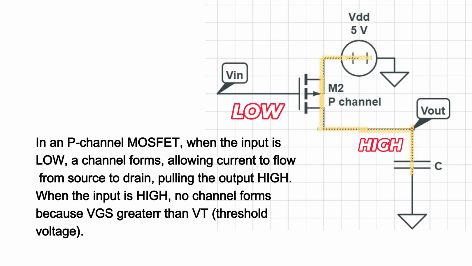Second, we need a P-type MOSFET. When the input is low, a channel forms between the source and drain, allowing current to flow and pulling the output high. But when the input is high, no channel forms because the gate source voltage is greater than the threshold voltage, VGS greater than VT.